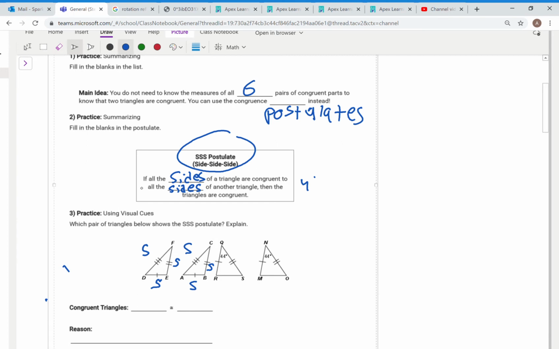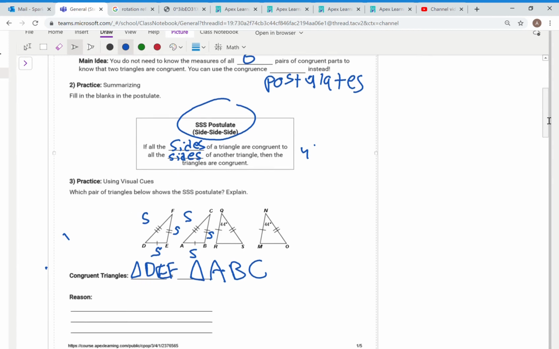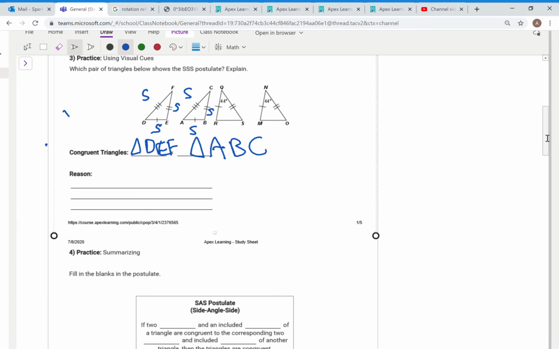So which triangles are congruent? We would say triangle DEF is congruent to triangle. Make sure you match, right? So D and A are both between the 1 and the 3. So I'm going to start with A. E is between the 1 and the 2. B is also between the 1 and the 2. And then I would have C. Make sure you're watching order while you do these type of problems. Reason, they have all 3 sides.